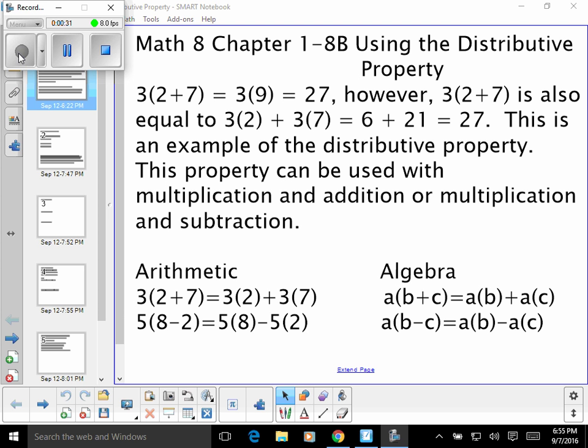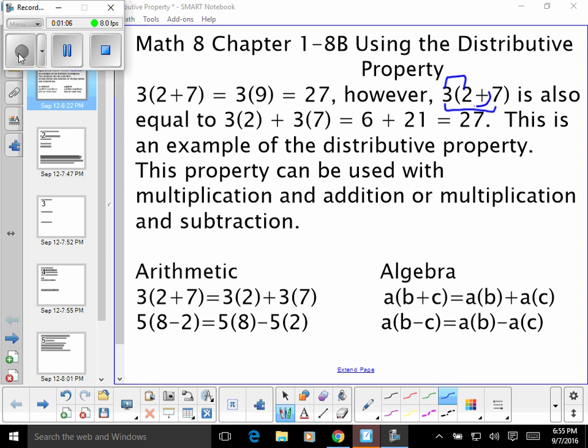So if we were going to simplify it using the order of operations like we had the other day, it would be 3 times 9, which equals 27. However, and this is where the distributive property comes in, 3 times that quantity 2 plus 7 is also equal to 3 times 2 plus 3 times 7. The distribution part of this is to take the 3 and distribute it to the 2, and then to take the 3 and distribute it to the 7.